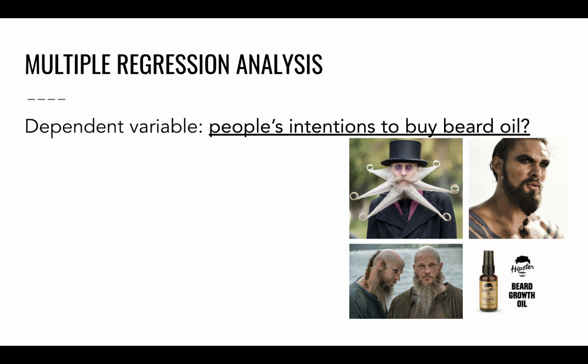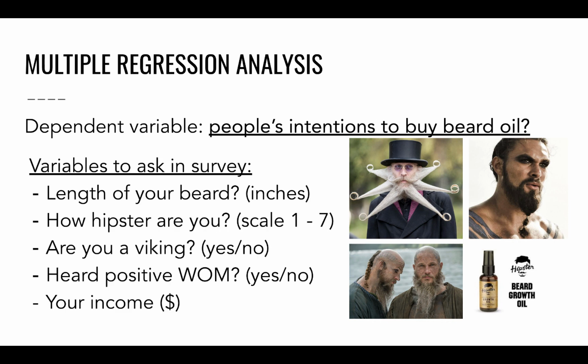So the first step is to think of all the potential independent variables that could influence people's intention to buy beard oil. So start making a list of potential factors or independent variables. You can think for yourself and pause the video here. I'm going to give you some independent variables that could play a role. First of all, length of your beard. If you have a very short beard, you're probably not going to use any beard oil or beard conditioner, right?